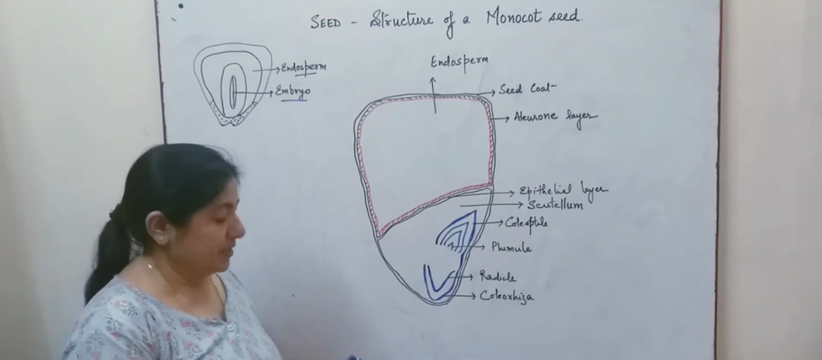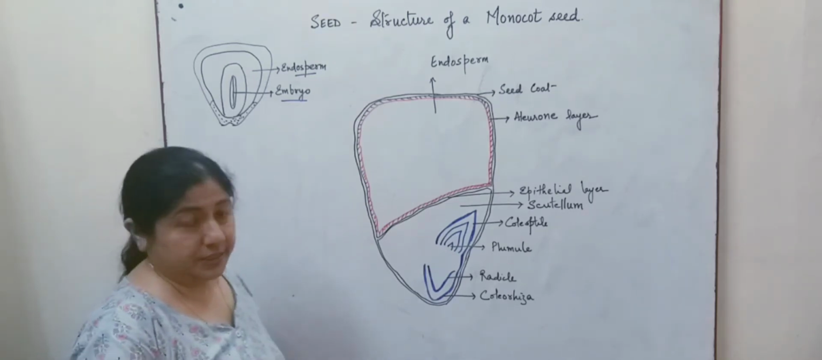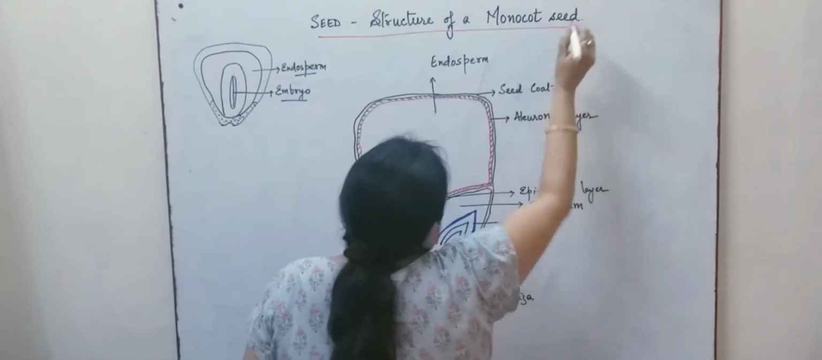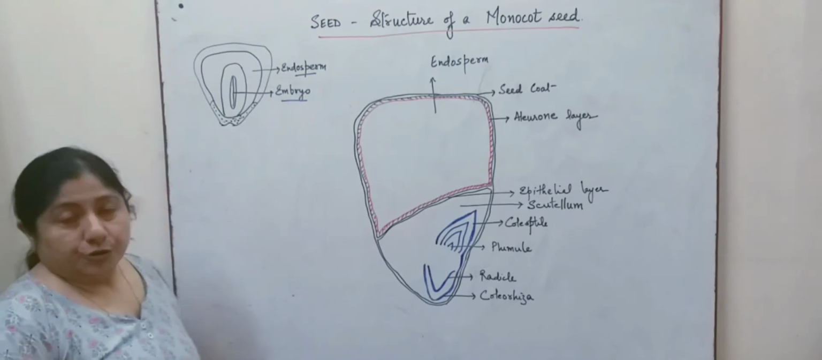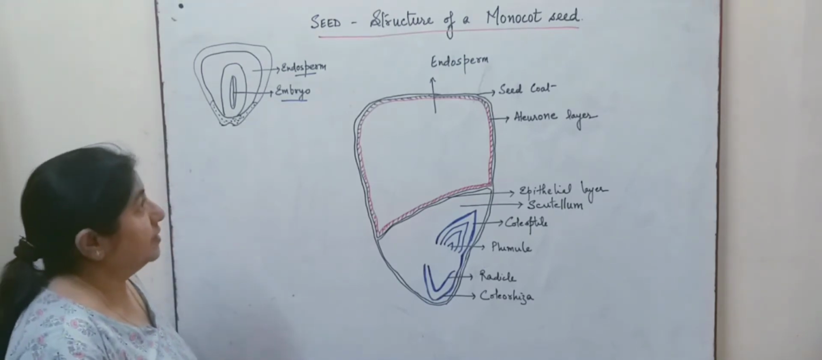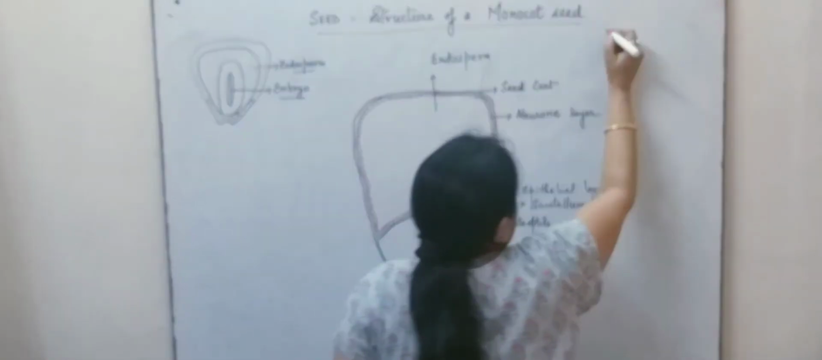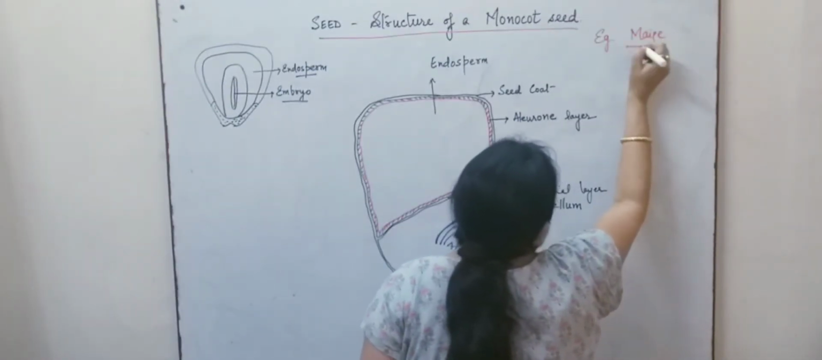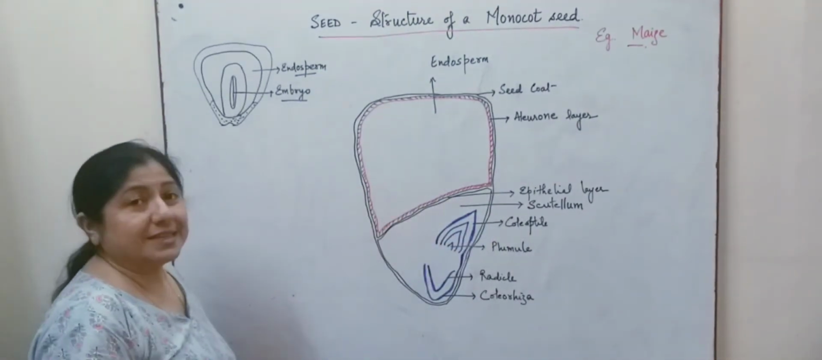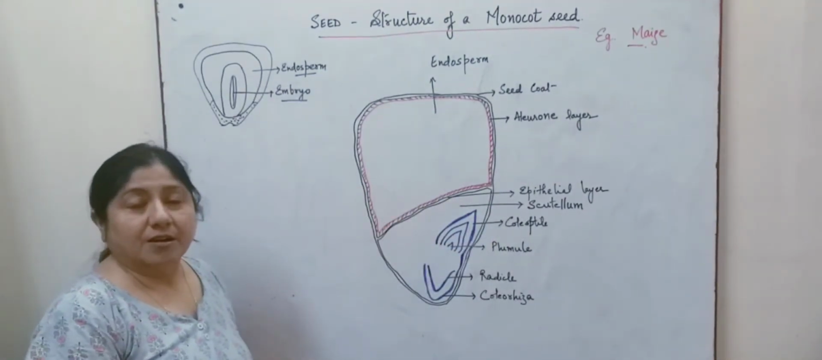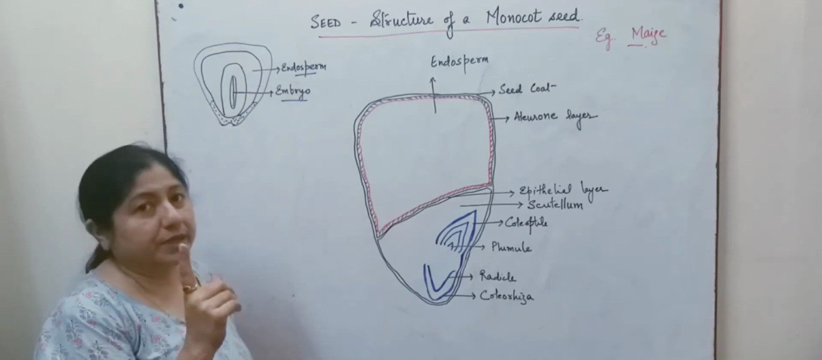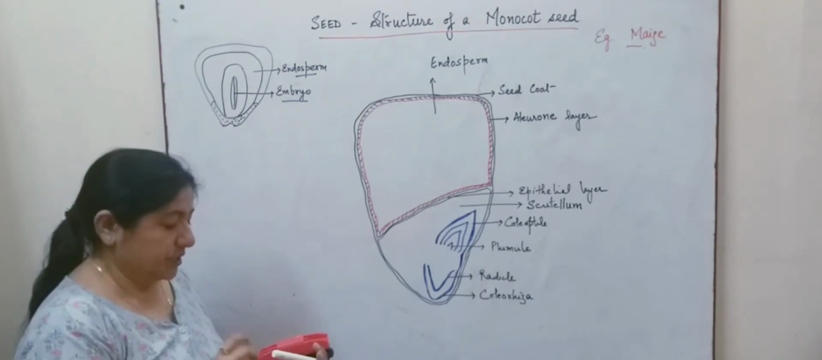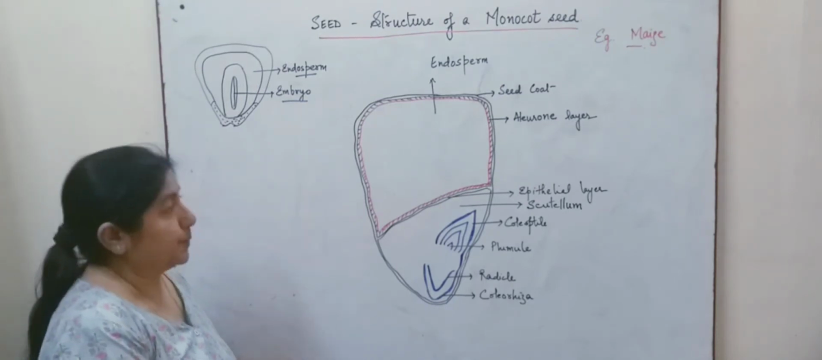Let us now study the structure of a monocot seed. In the previous video, we have studied the structure of a dicot seed. A monocot seed, over here, we are taking the example of maize. A monocot seed is a seed that has only one cotyledon. So let us try and understand the detailed structure of the monocot seed.